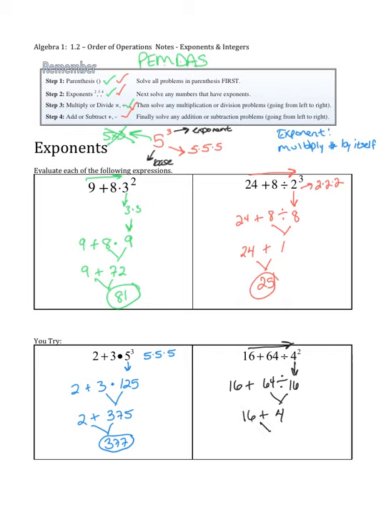Still bringing down 16. 16 plus 4 is 20. Now remember, if this is too fast, you can just stop it, study it, shoot me an email if you need to, okay? Let's go to the next page.